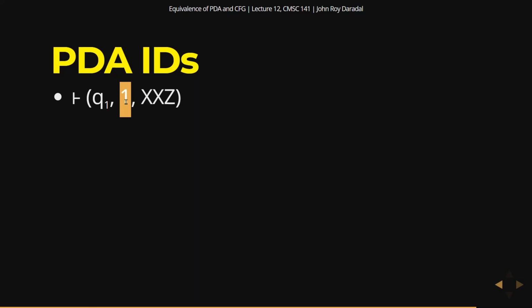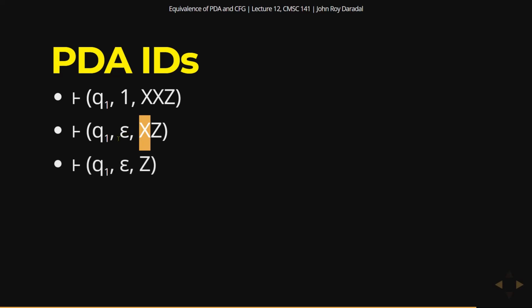right? And then we see another 1, pop off this X, so there's still an extra X. But as we mentioned earlier, you're allowed to pop off the X even without any input, right? Since there could be more zeros than ones. So we could also pop off this X, and it becomes Q1 epsilon Z.